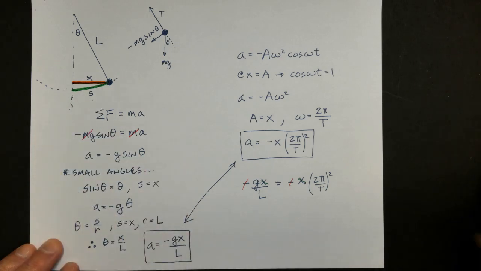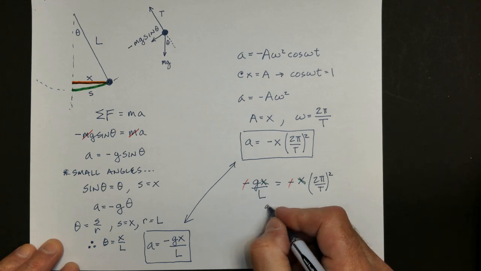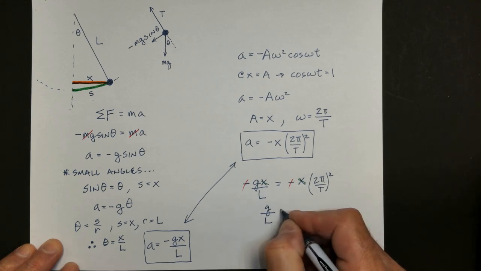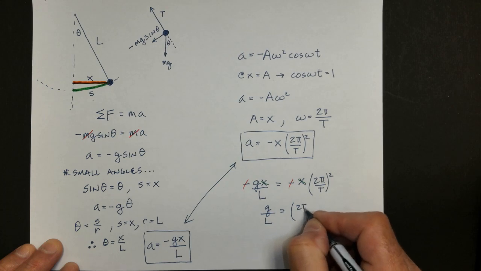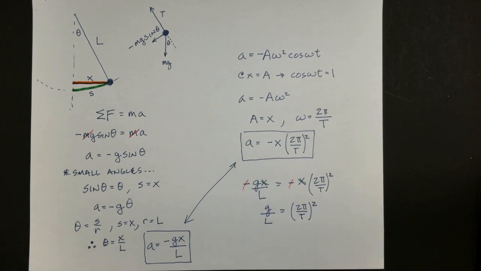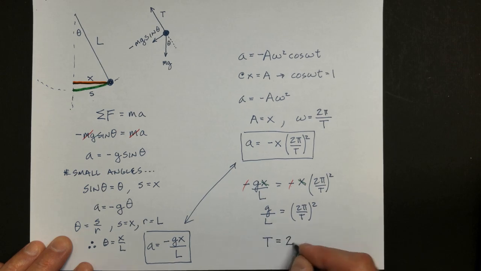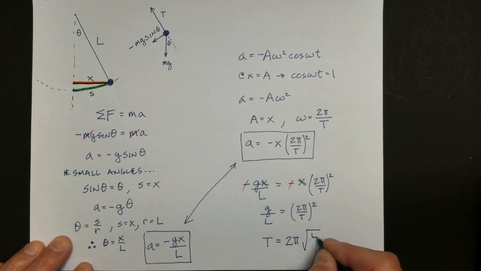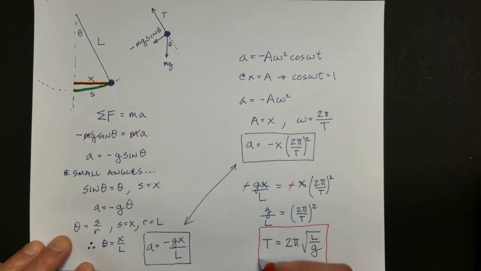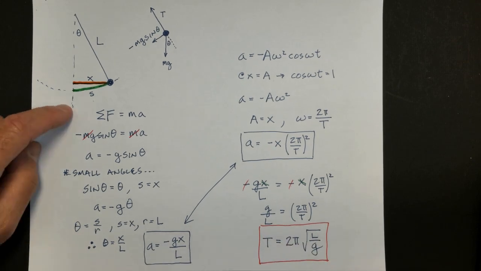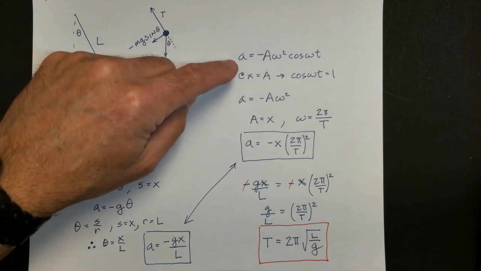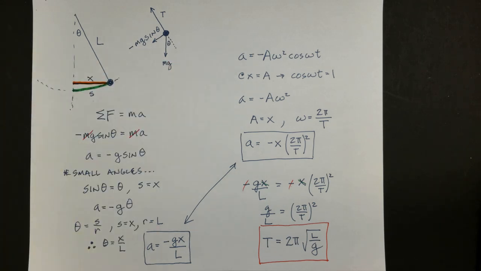And so now we are left with an expression that says g over L equals the quantity 2 pi over T all squared. When we want to solve for T, because that's our goal today, we're going to square root both sides and rearrange, and you will see that T is equal to 2 pi root L over g. And there we have the formula for the period of a pendulum, based on Newton's second law and the idea of simple harmonic motion.